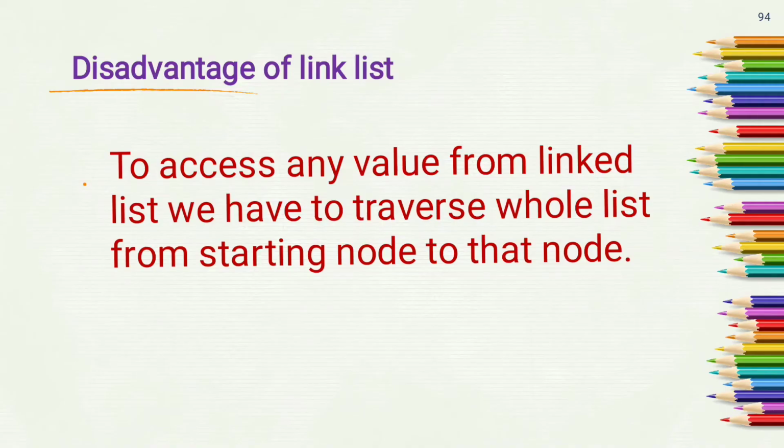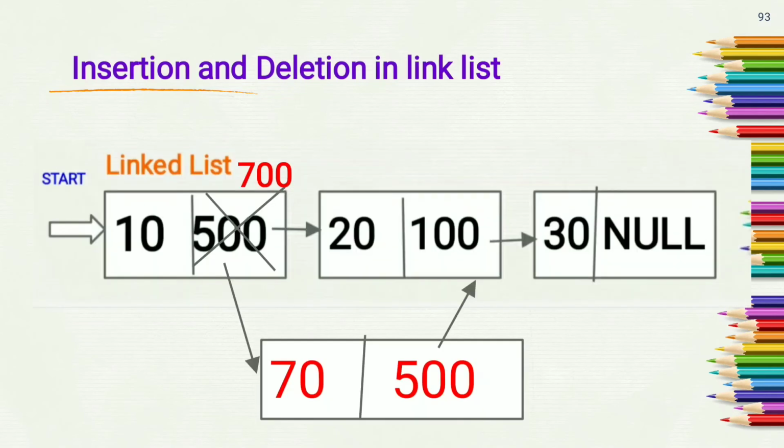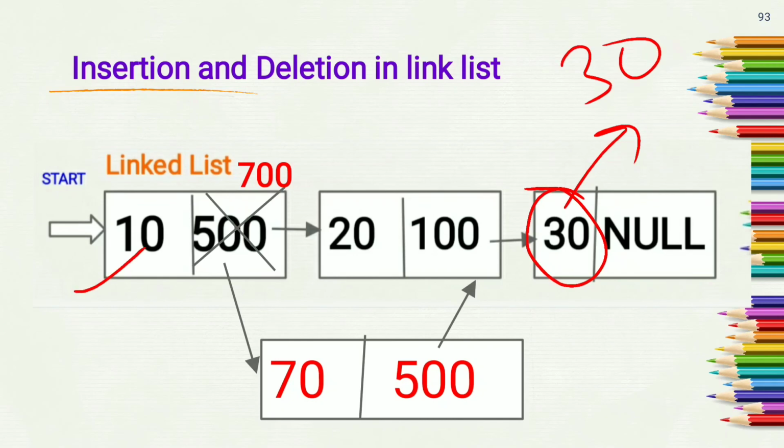Next is disadvantage of linked list. To access any value from linked list, we have to traverse the whole list from starting node to that node. In singly linked list, if you want to access any node, you have to traverse the list. If you want to access 30, then you have to start from the first node. From first node you will get the address of second node. From second node you will get the address of third node, and from third node you will get the address of fourth node. Then you will access this value from the linked list.